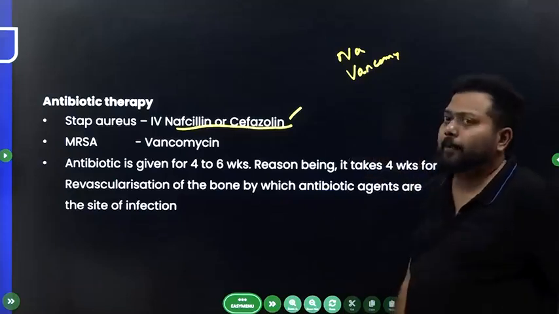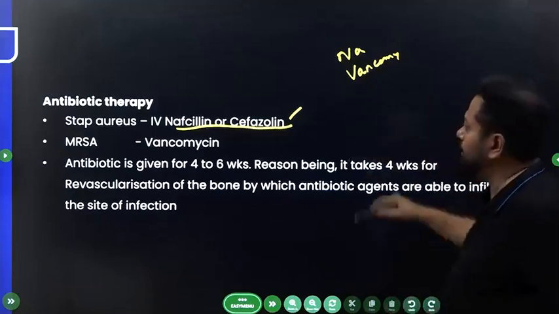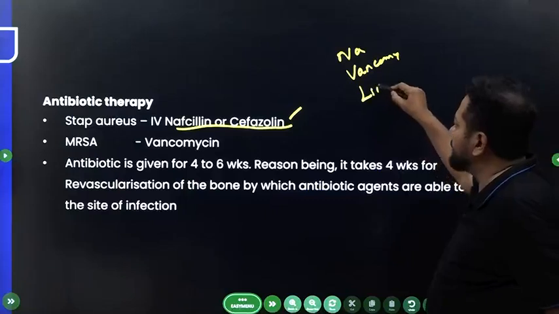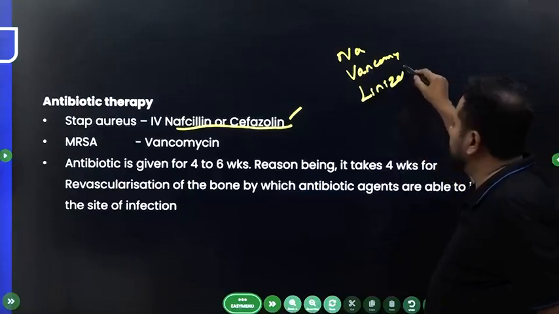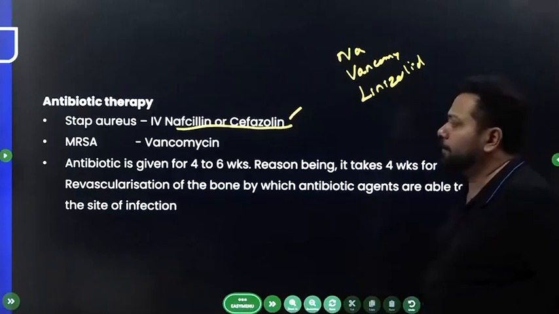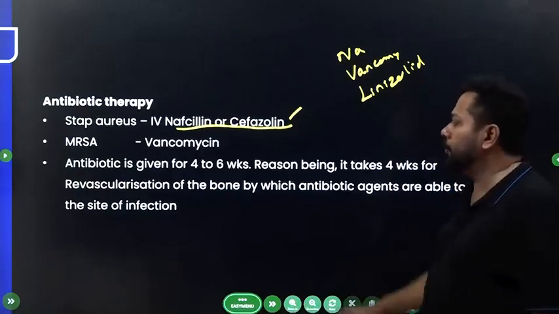If vancomycin is not acting, that is vancomycin resistant, we'll go for linezolid. Vancomycin resistant, we'll go for linezolid. Antibiotic is given for 4 to 6 weeks.